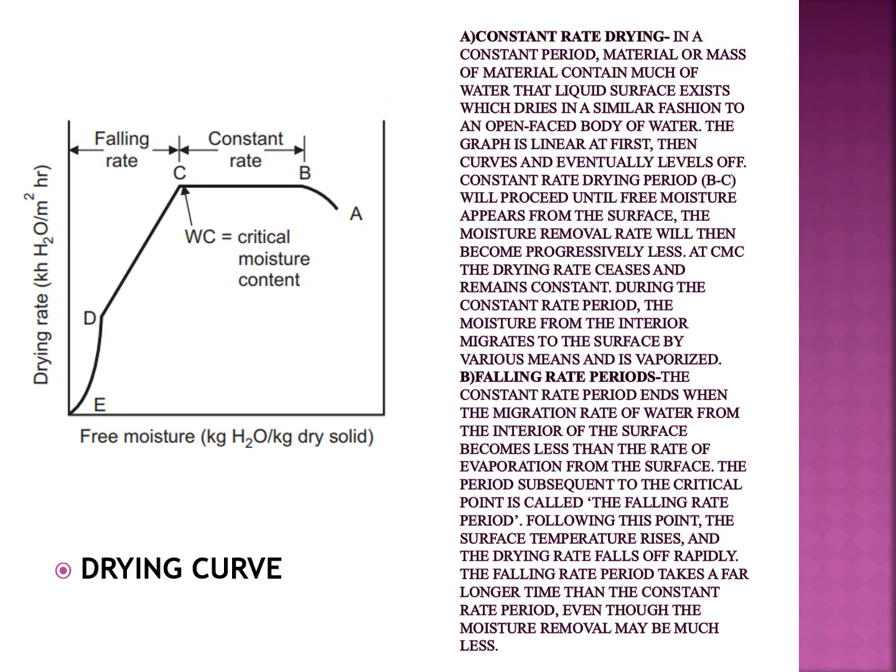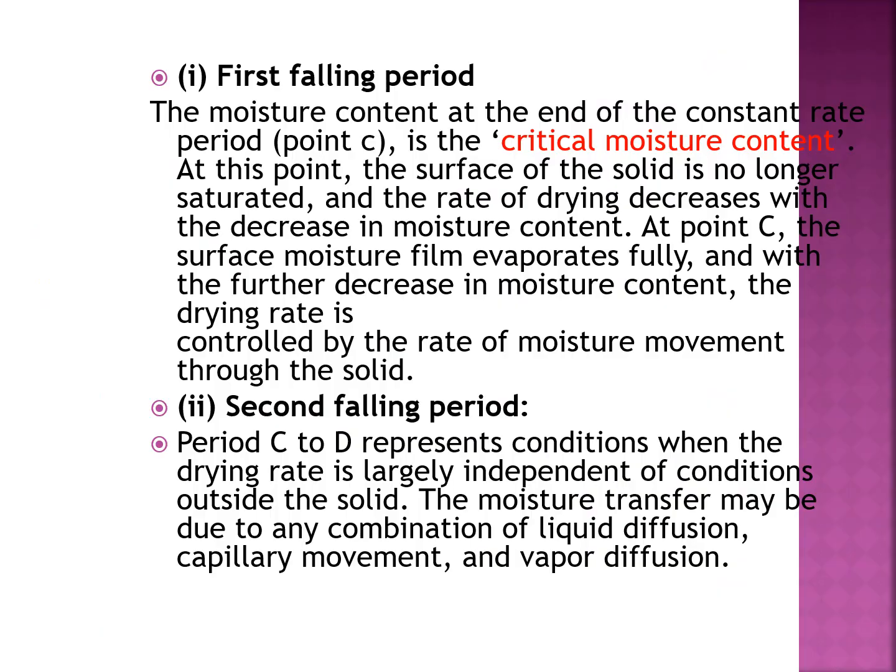The falling rate period has the first falling rate and the second falling rate. In the first falling rate, at the end of the constant rate period, we reach the critical moisture content. At this point the surface of the solid is no longer saturated and the rate of drying decreases with the decrease in moisture content. Whereas in the second falling rate, the drying rate is largely independent of conditions outside the solid, and the moisture transfer may be due to any combination of liquid diffusion, capillary movement and vapor diffusion.